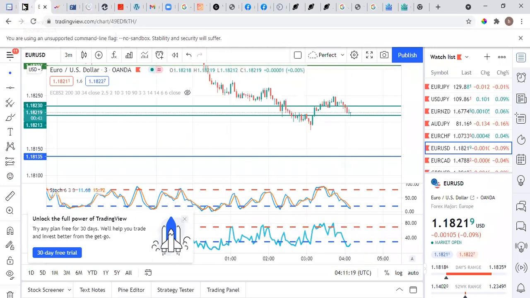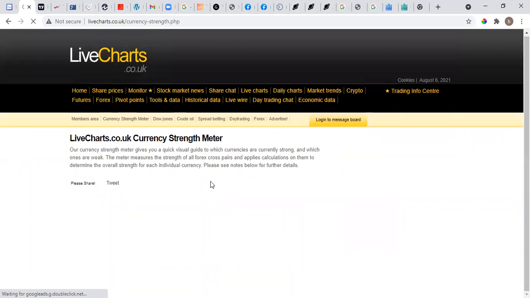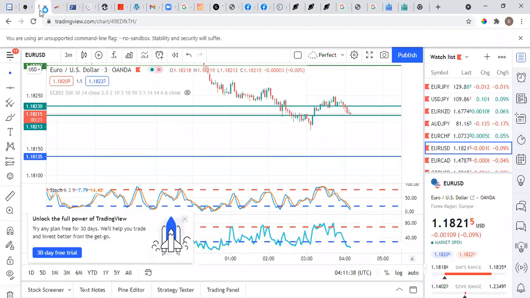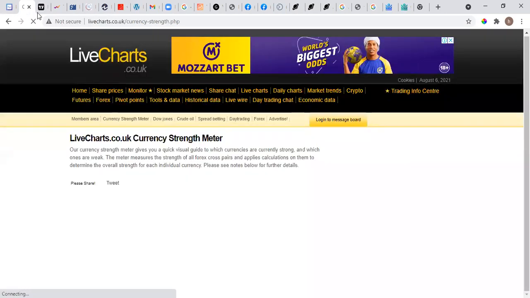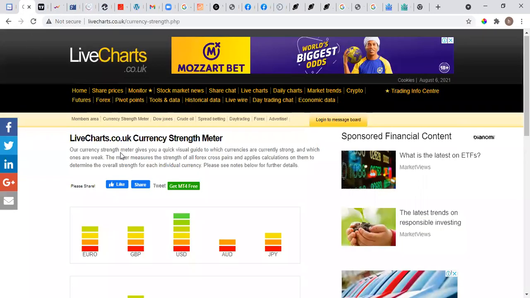I also want to confirm that the euro is stronger than the USD. So I will come to my livechart.co.uk currency strength meter and refresh to be sure that I should buy. If the base currency is stronger than the quote currency, you're looking for a buy. One final confirmation I do to ensure that I'm taking a good trade is to check the currency strength meter, Euro USD.